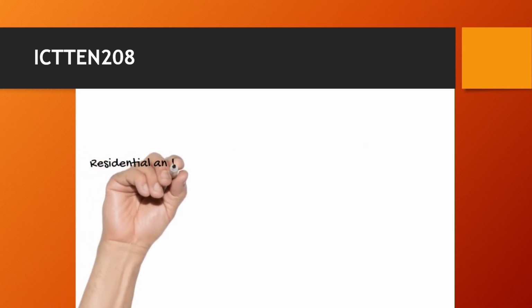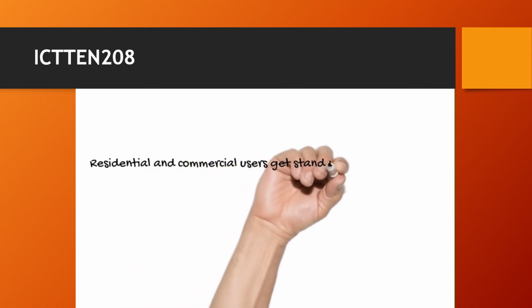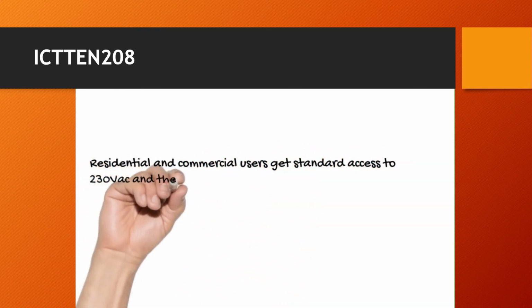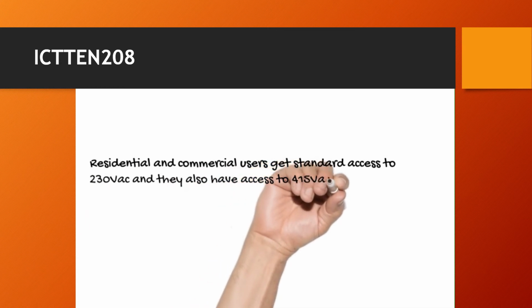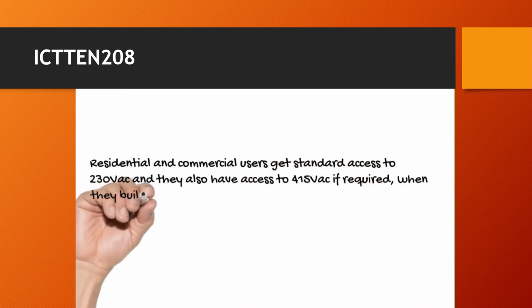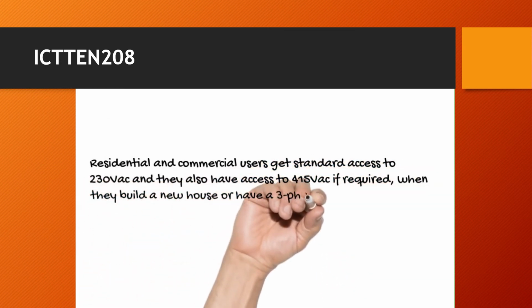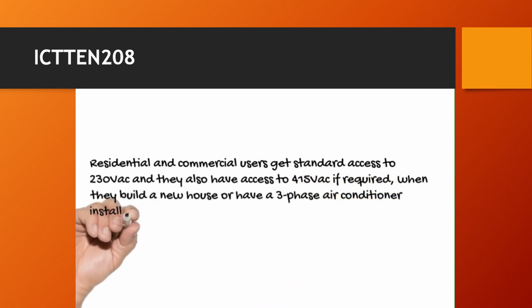Residential and commercial users get standard access to 230 volts AC. And they also have access to 415 volts AC, if required, when they build a new house or have a 3-phase air conditioner installed.